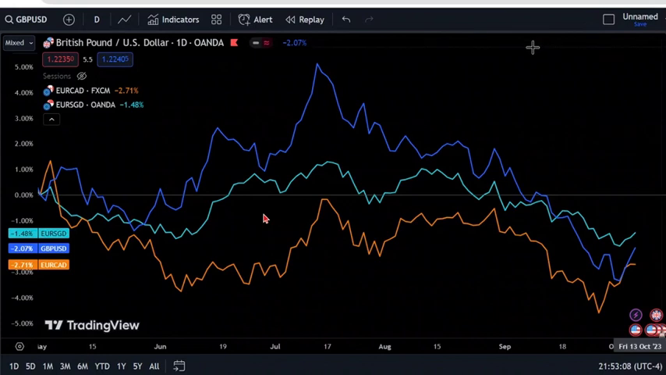So what are you seeing? Let's see which one it is. Seems like the yellow one, EuroCAD. Look at that peak right there. Look at July 17th. That peak looks a lot similar to GU. Yeah, look at it, it's moving. It seems like EuroCAD was correct. EuroCAD looks like it's moving a lot more smoothly and a lot similar.